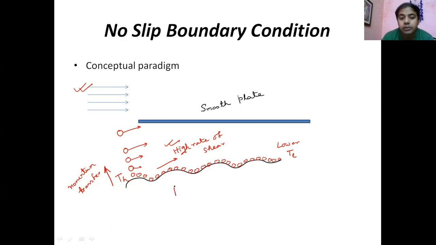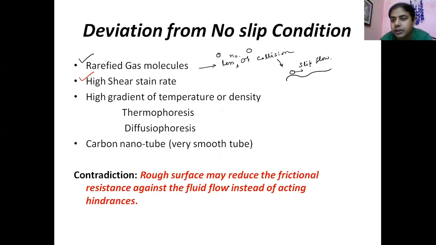This is the phoretic motion. This kind of motion is called phoretic motion because of some gradient. If the gradient is due to temperature, it is thermophoresis. If it is due to concentration changes, that is known as diffusion forces. So thermophoresis, diffusion forces: if you create some temperature gradient or density gradient, you can violate the no-slip condition.